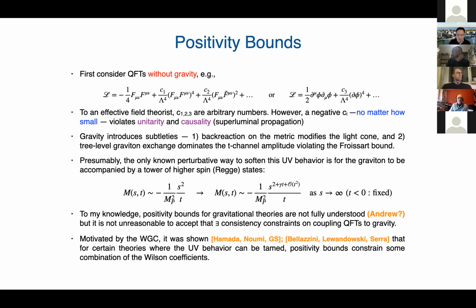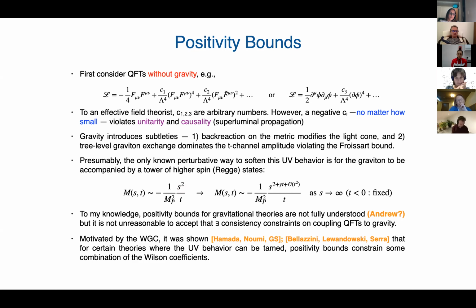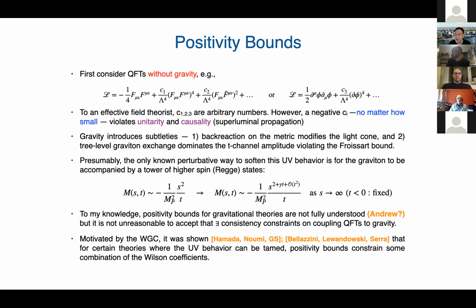Presumably, the only perturbative way to make mild of this UV behavior is for the graviton to be accompanied by a tower of higher spin states. To my knowledge, the positivity bounds for gravitational theories are not fully understood, although there has been a lot of work in recent years. And Andrew can correct me if I'm wrong, but it is not so unreasonable to expect that there are consistency constraints on coupling QFTs to gravity.